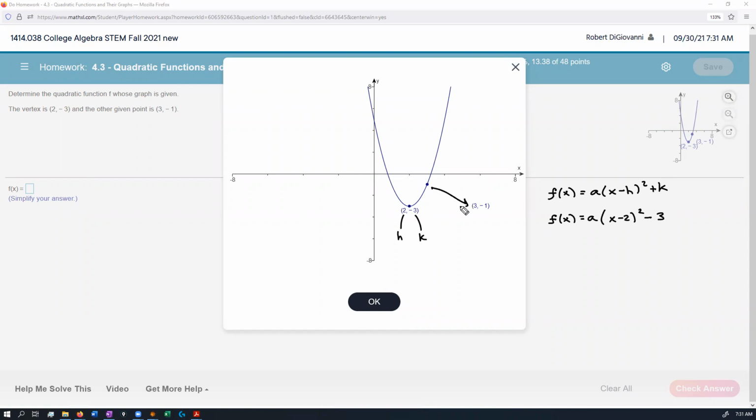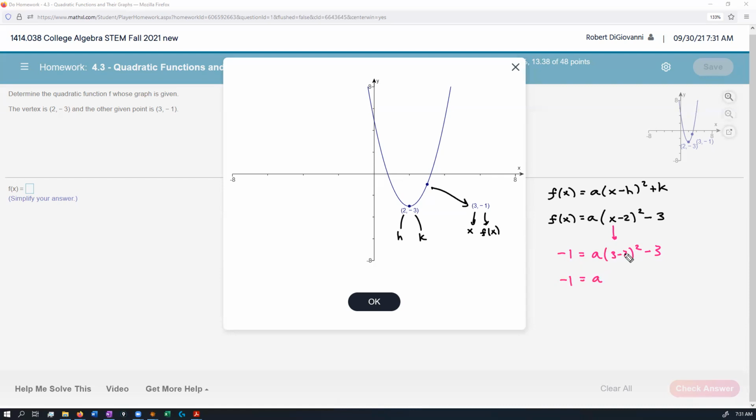But then this point here, 3, -1, means when I plug in 3 for x, my function spits out -1. So now what I do is I replace the x with 3. So we get 3 minus 2 squared minus 3 with an a in front. When I plug that in, it must spit out the number -1. And so now I just figure out what a is.